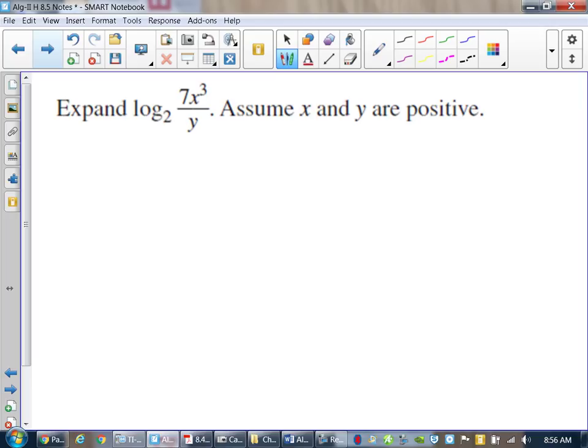Now, what you have to be careful of here is how you start to write this out. Notice in your numerator you have a monomial. You have multiple parts. You have 7 times x cubed. All of that's being divided by y. So what happens is you start mixing together properties. And what you get then is this. We have the log base 2 of 7 plus the log base 2 of x cubed.